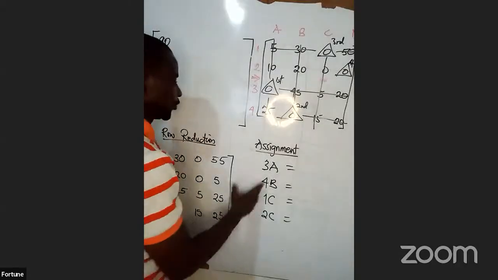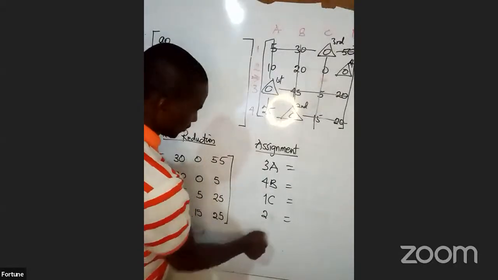Okay, I get you, sir. Thank you. Okay, good. But sir, the last one will be 2D, not 2C. Yeah, oh sorry, I repeated the C. Sorry, it's D.